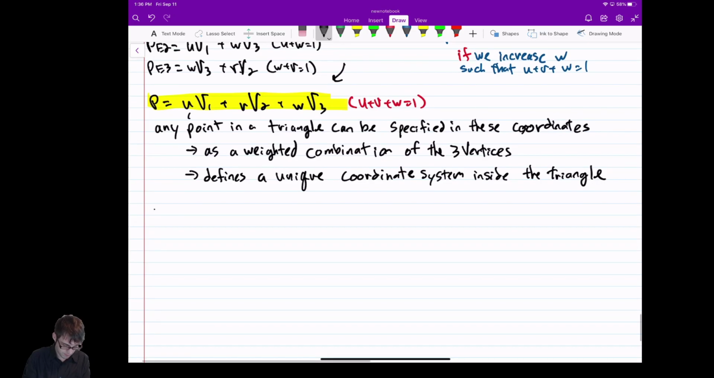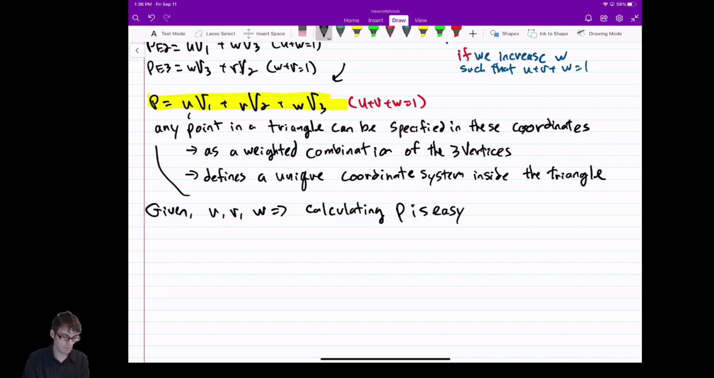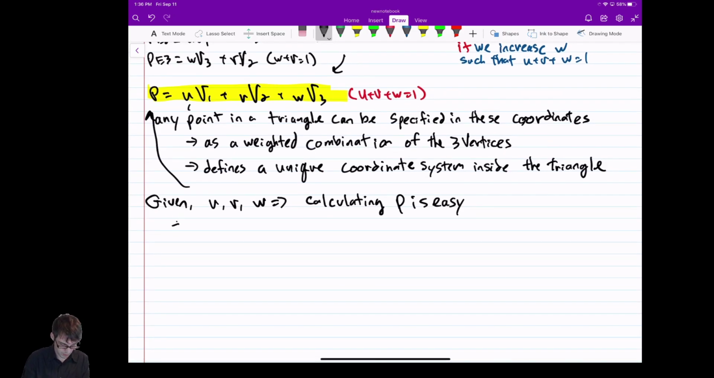Okay, so given U, V, and W, then calculating P is easy peasy, right? Right there, the formula. Just multiply them out, you're good to go. However, how do we work in the opposite direction? Given P, what's the U, V, and W?